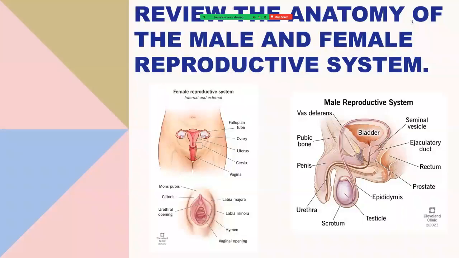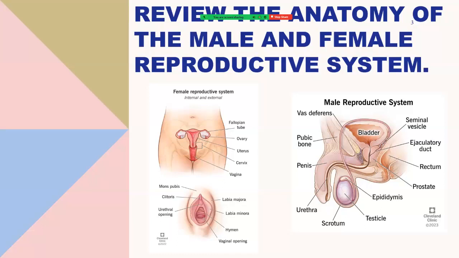So, review of the anatomy of the male and female reproductive system. Basically, the female reproductive system is the body parts that help women or people assigned female at birth, or AFAB, have sexual intercourse, reproduce, and menstruate. There are external parts as well as internal parts. The external parts include the labia majora, labia minora, clitoris, vaginal opening, hymen, as well as the opening to your urethra. The internal parts include the vagina, the cervix, the uterus, the ovaries, and the fallopian tubes.